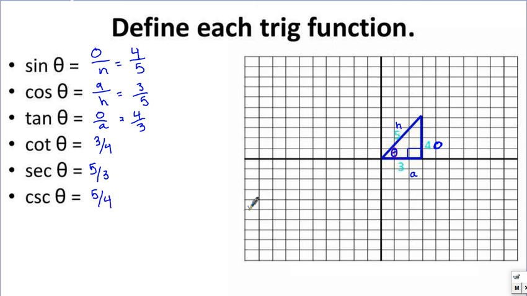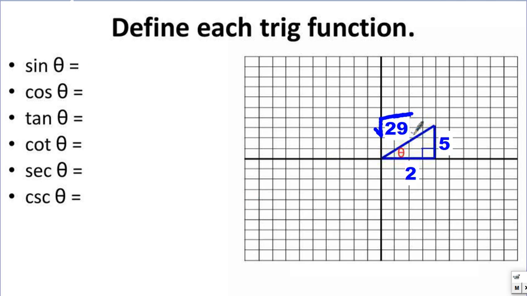All right, we're going to look at one more example to remind you about simplifying radicals. So here I have 2, 5, square root of 29. Okay, there's my theta, so that means 5 is the opposite side, 2 is the adjacent side, and the square root of 29 is the hypotenuse. So when I go to do sine, it's going to be opposite over hypotenuse, all right? And remember that you cannot have a square root in the denominator.